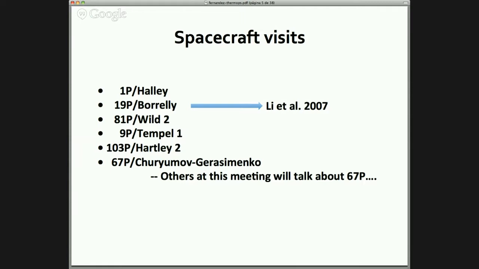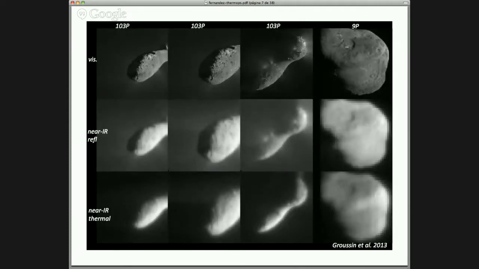This is a picture from their paper. The first three columns are 103P, so Hartley 2. The last column is 9P, Tempel 1. The first row is a visible wavelength reference image. This row shows reflected sunlight in the near IR, a little bit cut off, and this is thermal emission in the near IR. They have a near IR spectrometer on Deep Impact, so you can get spectral maps of the comets that Deep Impact flew by. This is reflected sunlight, this is thermal emission, and you can see there are differences.